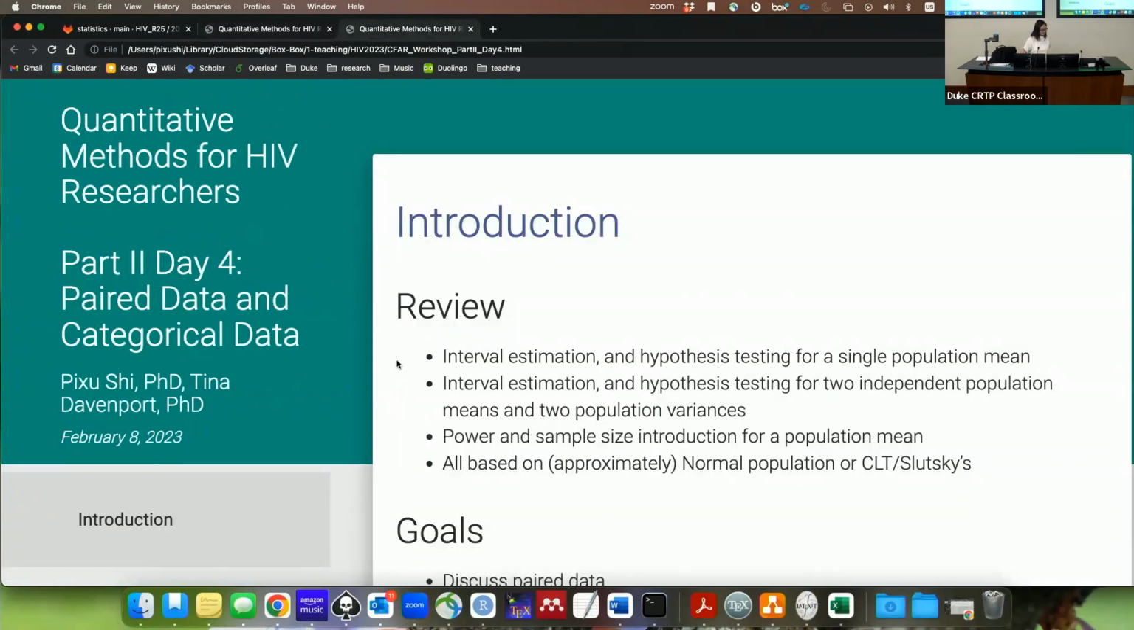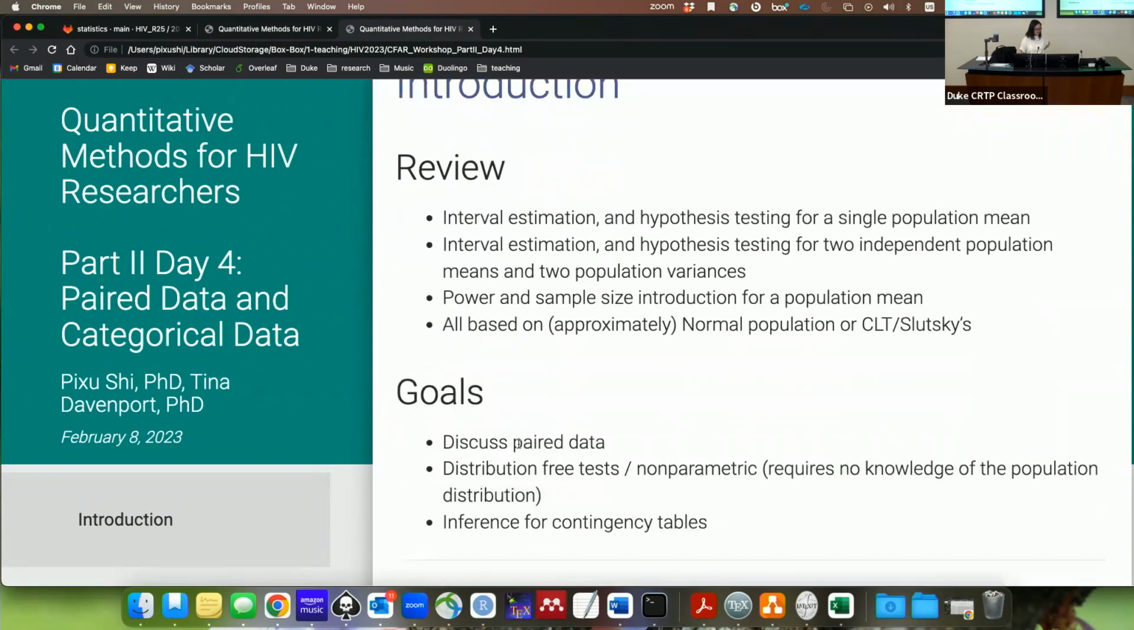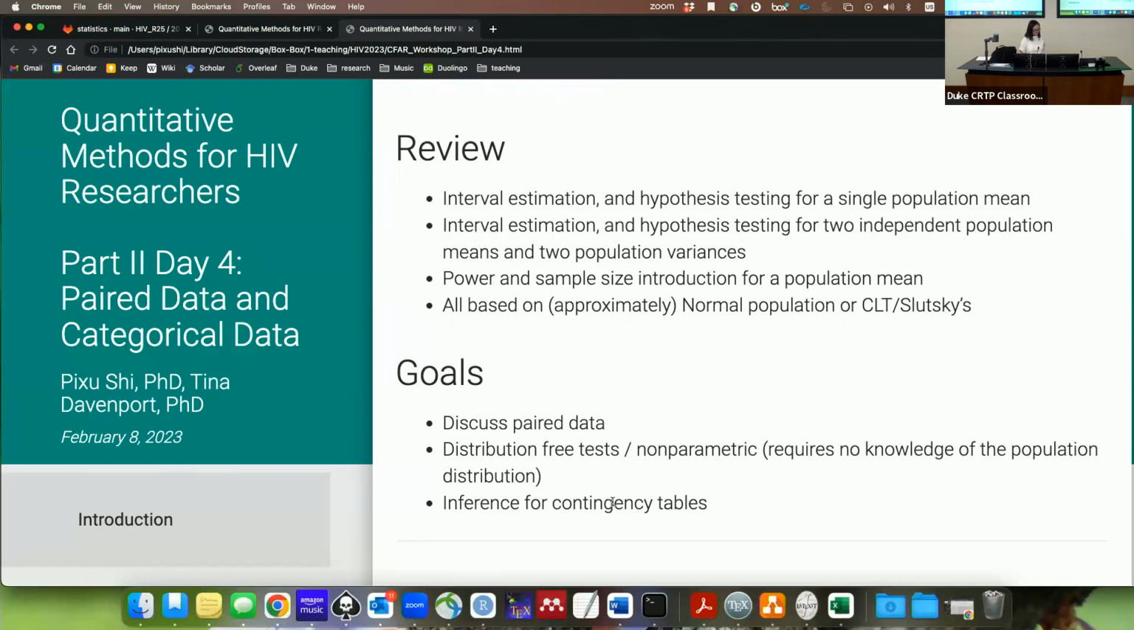I guess I will just start. Today we'll talk about paired testing and some tests for categorical data, as well as non-parametric tests. So we'll talk about two sample paired tests, when to use it, when not to use it, what is the benefit and disadvantage. And we'll talk about distribution-free tests. By distribution-free, we mean that we do not assume the data to follow a certain specific distribution, but there is still requirement on the distribution for the test that we're going to introduce. And then we'll talk about the inference for contingency tables, including the chi-square test and the Fisher's exact test, and also odds ratio, risk ratio.